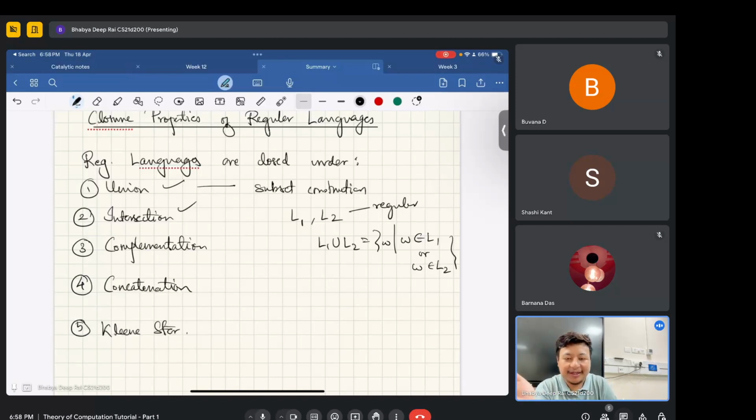Intersection is also the same thing. If I reach both the final states of L1 and L2, then I'll accept. Complementation, we already saw, is that we interchange final and non-final.